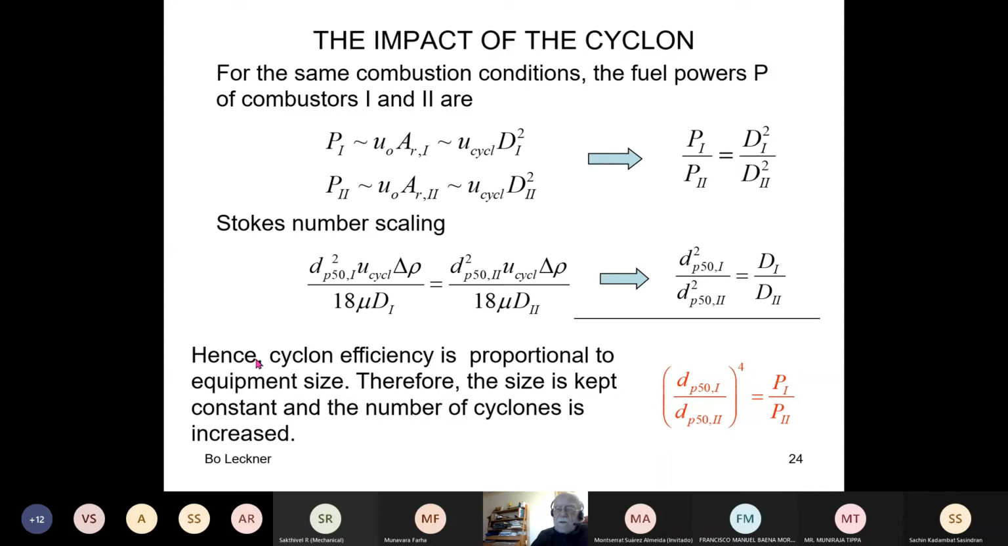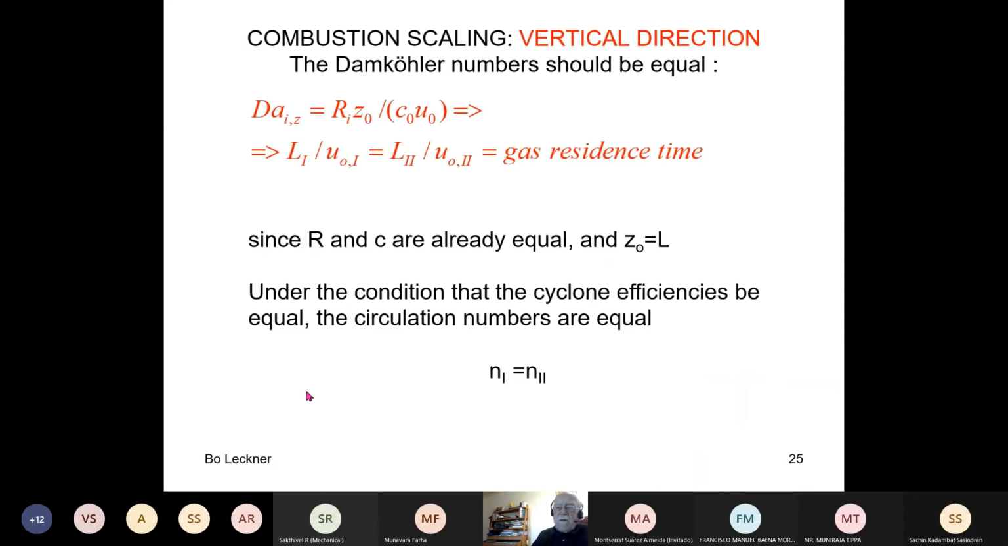So this is why the solution is to have multiple cyclones. And yesterday I said that the typical maximum size is 8 to 9 meters for a cyclone. And if they cannot be bigger than that, then in that case, they have to be multiplied by several cyclones. That's all I think about this.